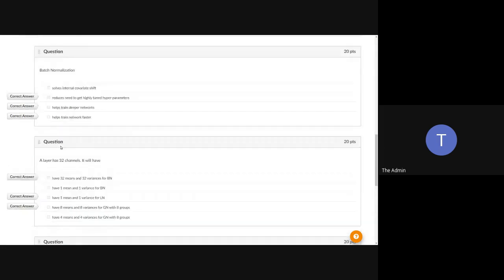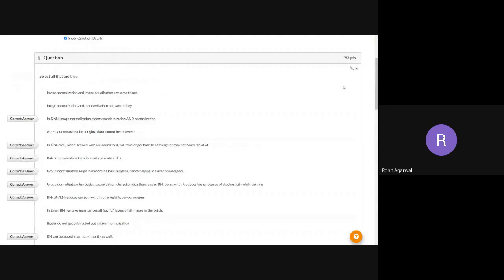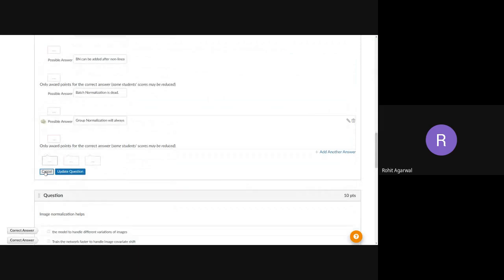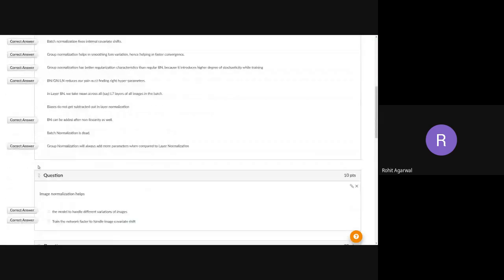I forgot all the answers. So what is the meaning of this sentence? I did not understand. I just marked it by taking a chance. I did not know whether it is correct or not. But what is the meaning of this line saying that it introduces a higher degree of stochasticity?